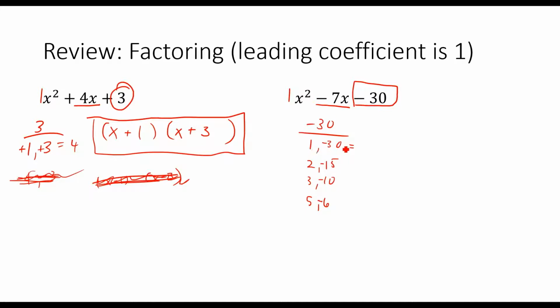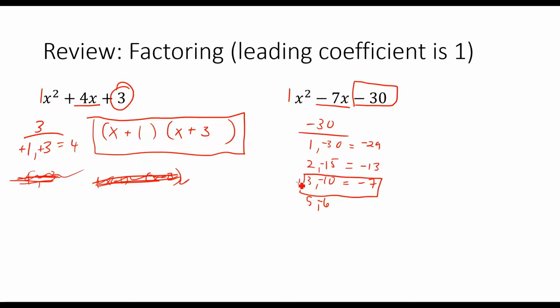Okay, so we have 1 plus negative 30, which gives me negative 29. That's not negative 7, so we just move on. 2 plus negative 15 is negative 13. That's not negative 7, so we move on. 3 plus negative 10 is negative 7. That is negative 7, so these are going to be part of our factors.